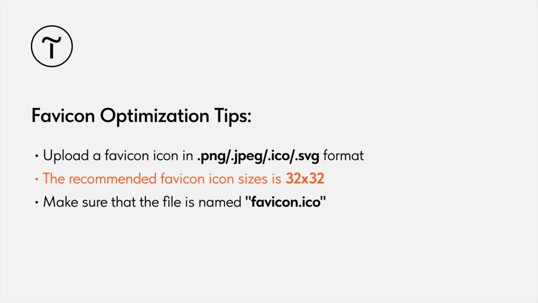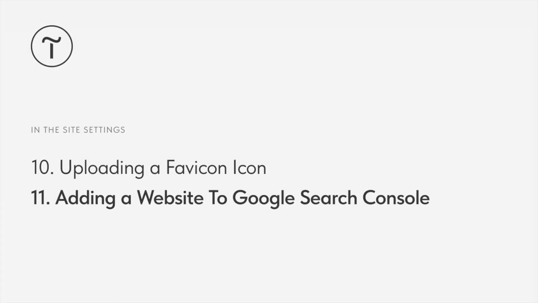When it comes to image resolution, better stick with 32 by 32 pixels, since it's considered the most optimal size for favicons that applies to most browsers out there. Also, make sure that your image has the word favicon in its title, so search crawlers as well as browsers can recognize it easily. Those are pretty much all SEO-related settings that can be configured in the site settings.